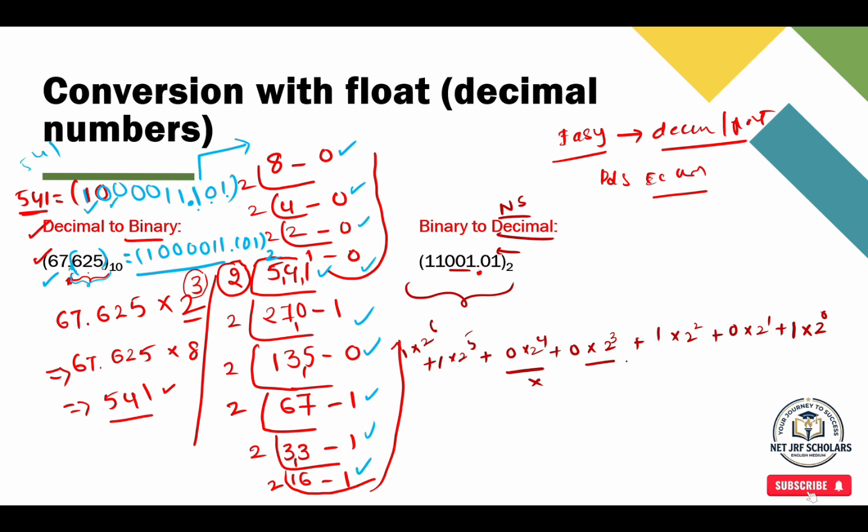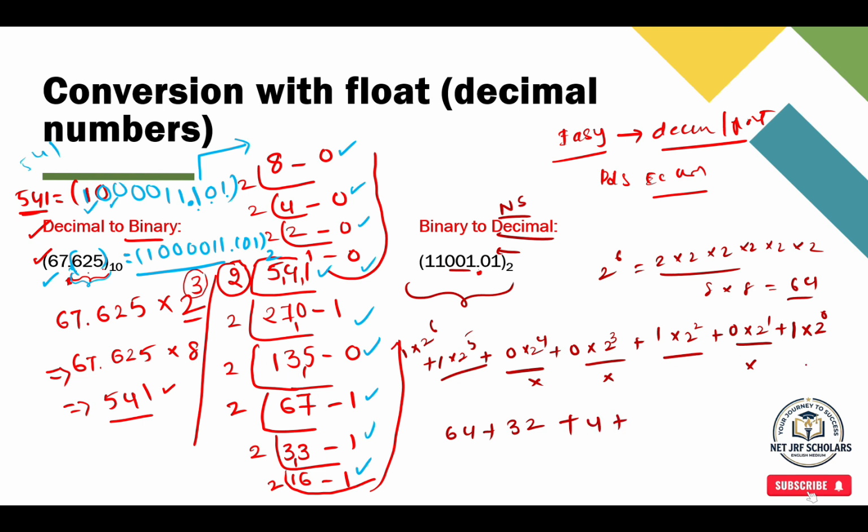Now we will cancel the 0 terms because we will get 0, right? So we will look at 1 into 2 to the power of 6, right? So 2 into 2 into 2 into 2 into 2 into 2. So 8 into 8, that is 64. So 64 plus 32, 4 and 1. So the total value is 101.